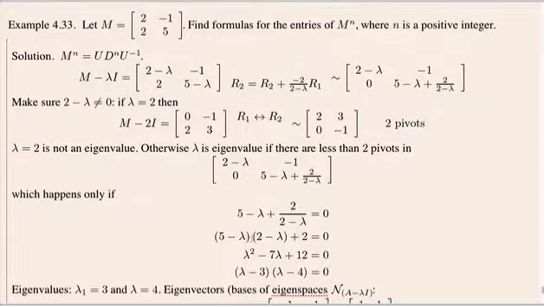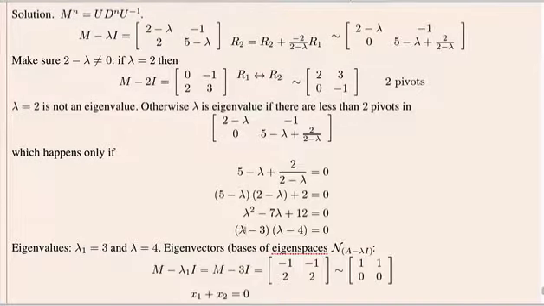Then we get (5 minus lambda) times (2 minus lambda) plus 2 equals 0. Multiply it out: lambda squared minus 7 lambda plus 12. And then factor again. But now we have just 0 on one side and the factorization on the left. So once we have a factorization, we have a product, then we know that the only way this is 0 is if one factor is 0, so lambda is 3 or lambda is 4.